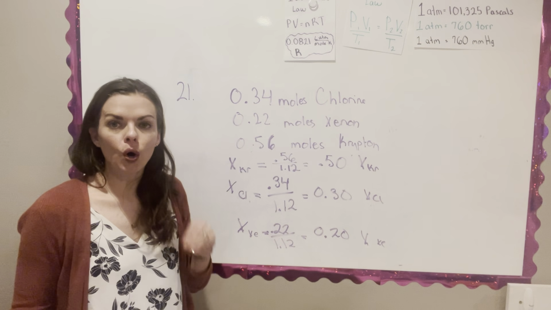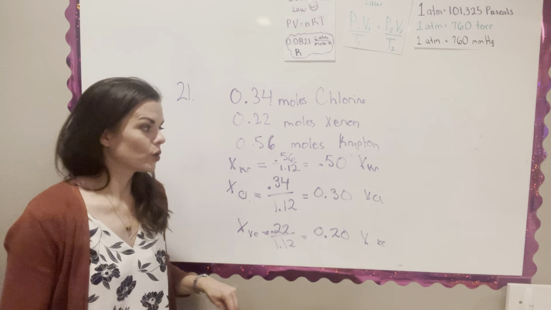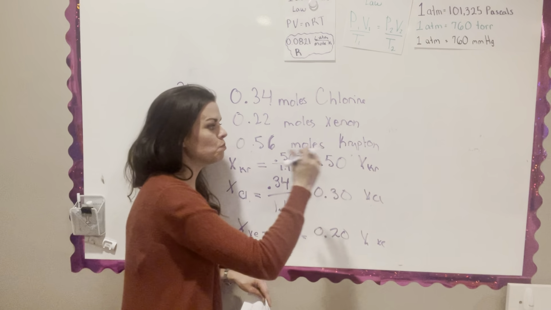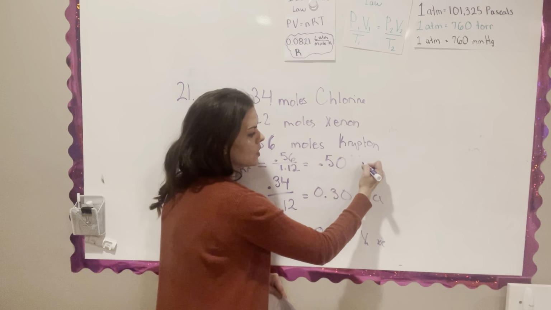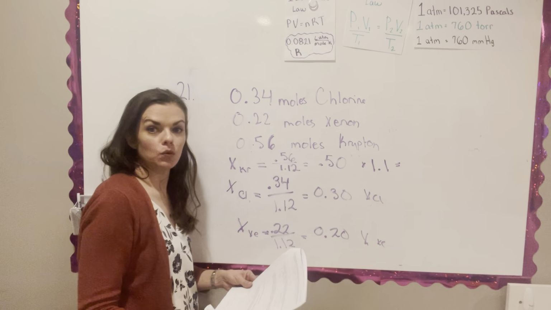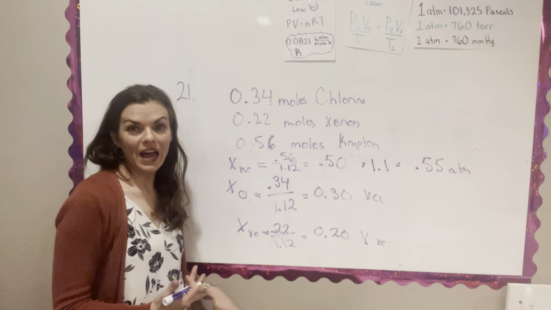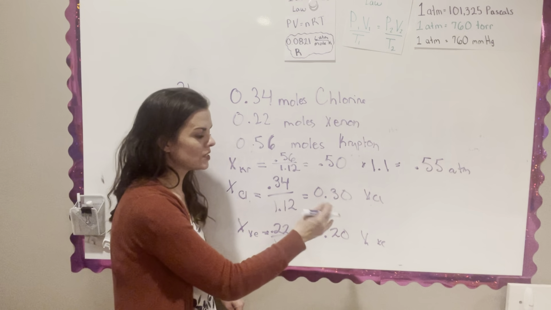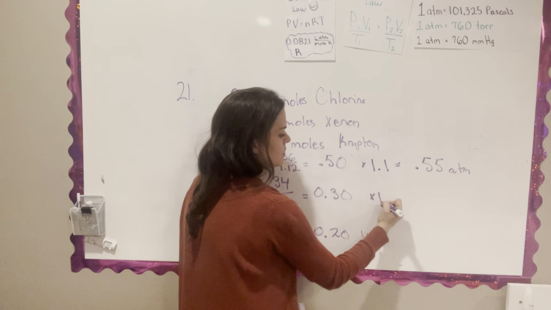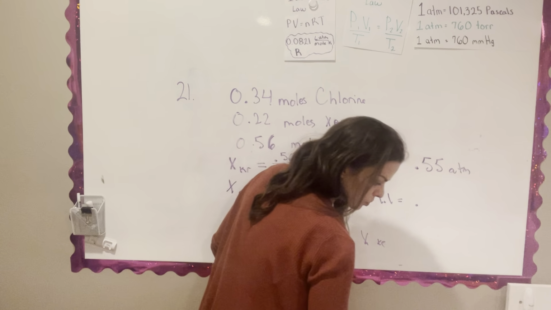And so if there's a total pressure of 1.1, I can figure out the partial pressures by just taking this number and multiplying it by 1.1. This will give me basically what half of 1.1 is, and you get 0.55 atmospheres. So go ahead and do the same thing for this one. Multiply this one by 1.1 and it will tell you the partial pressure.